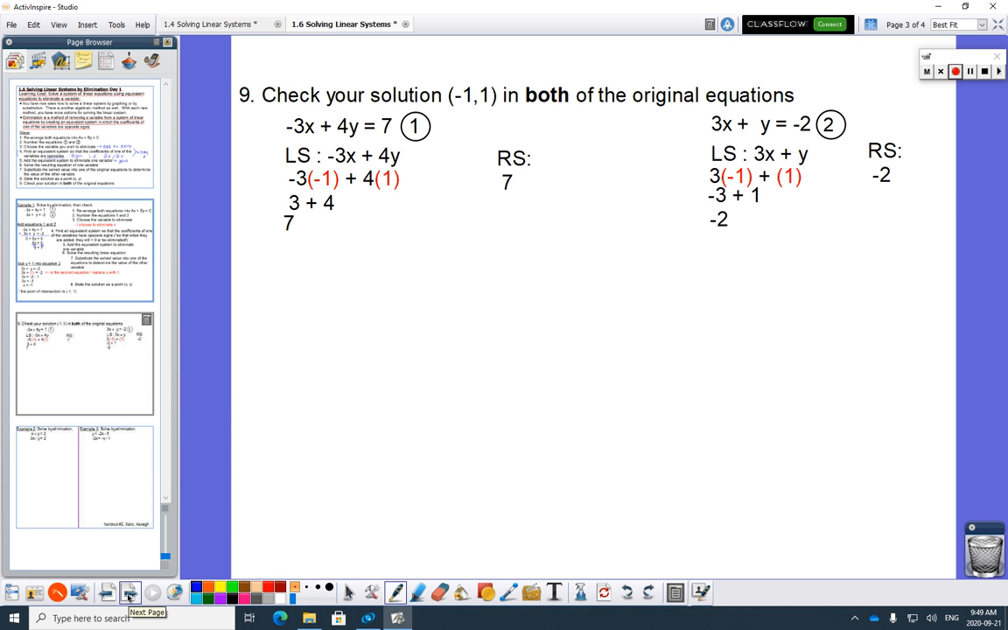And then make sure you check. Okay? So again, you're going to check in both. Check left side and right side. Again, one of the sides, usually the left side, will be a little bit of algebra work, and the right side will just be a number. Okay?